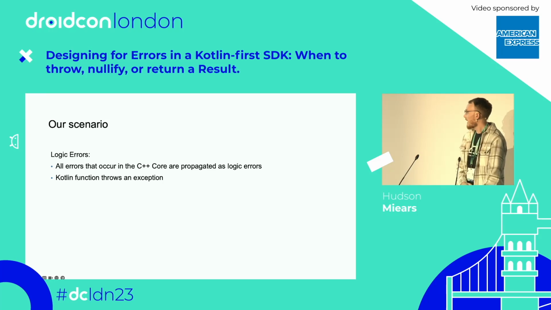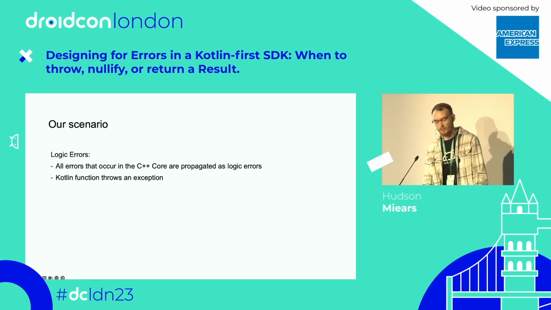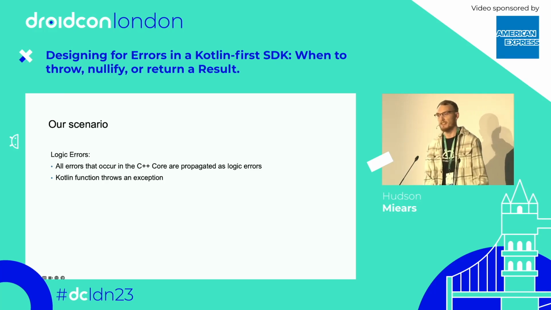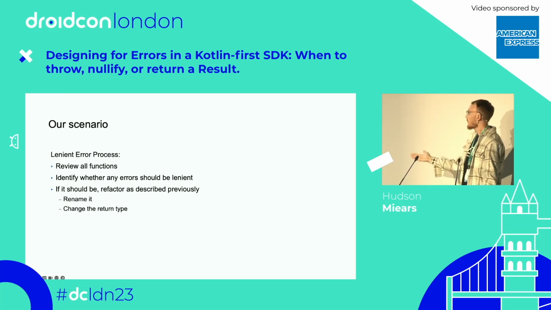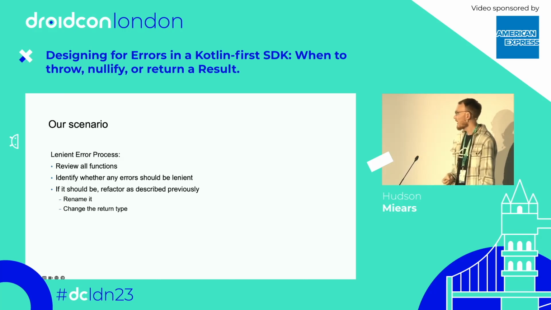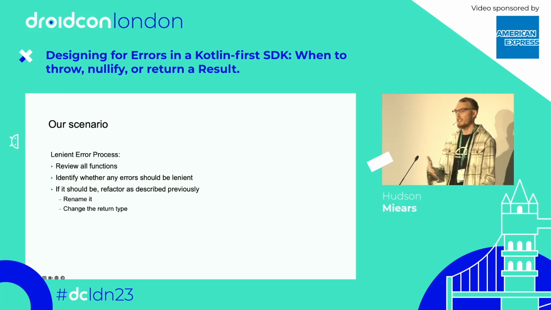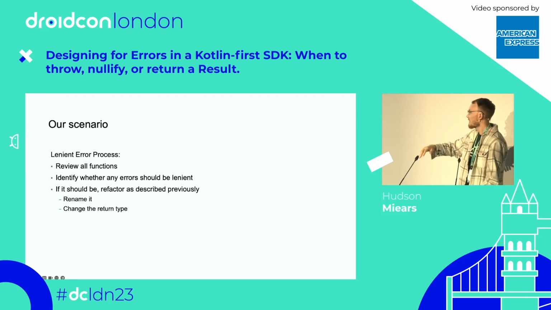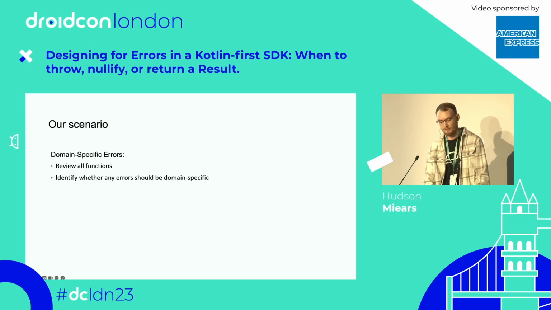So for each of the errors that we have, by default, all of our errors are exposed as logic errors. So if the C API throws, then we just throw an exception in that case. And that's our default case. But for the other scenarios, we actually had to go through, review all of the functions that we have, and identify whether, for example, they should be lenient errors. And if we found that they should be lenient errors, their use cases really supported leniency, then we refactored them as I described previously. We changed the return type, and we renamed those functions.